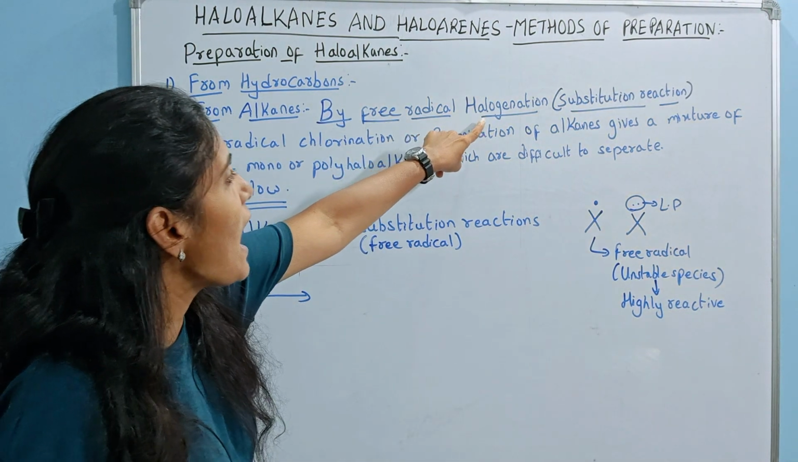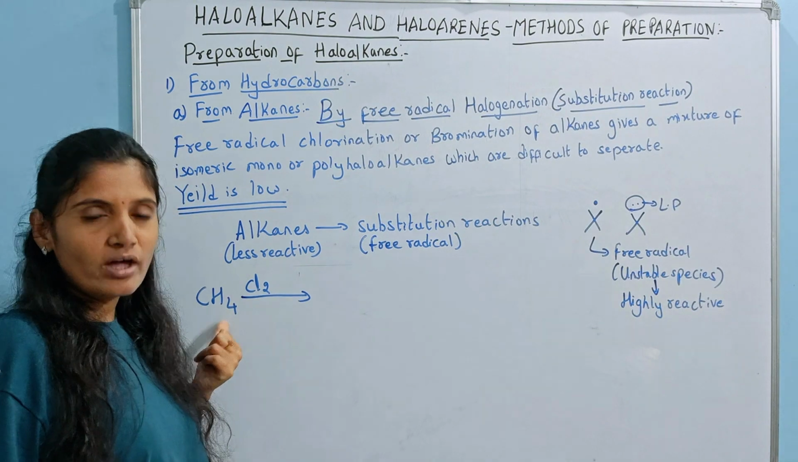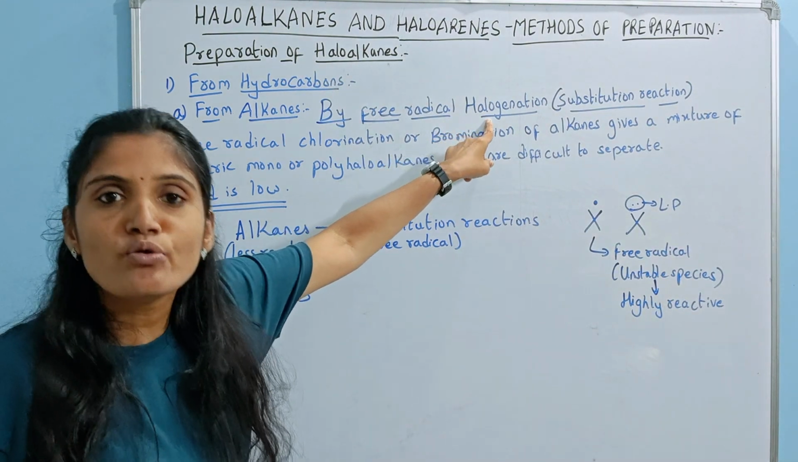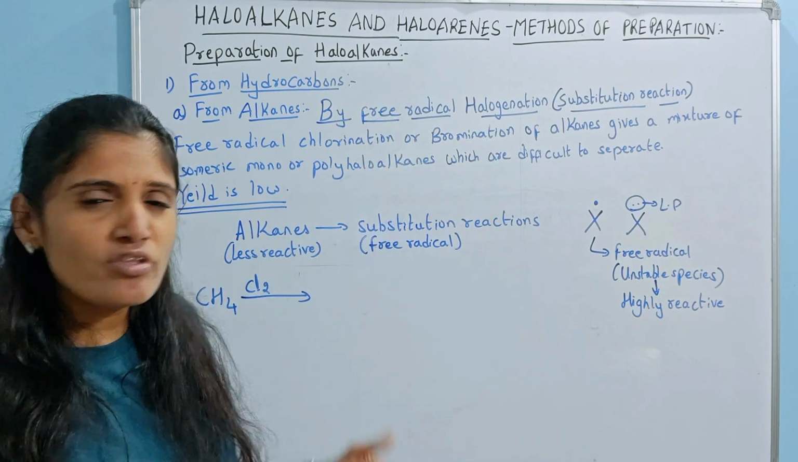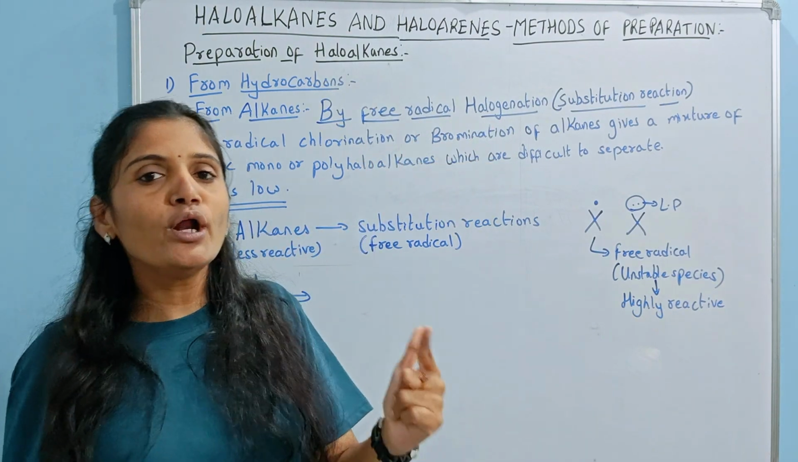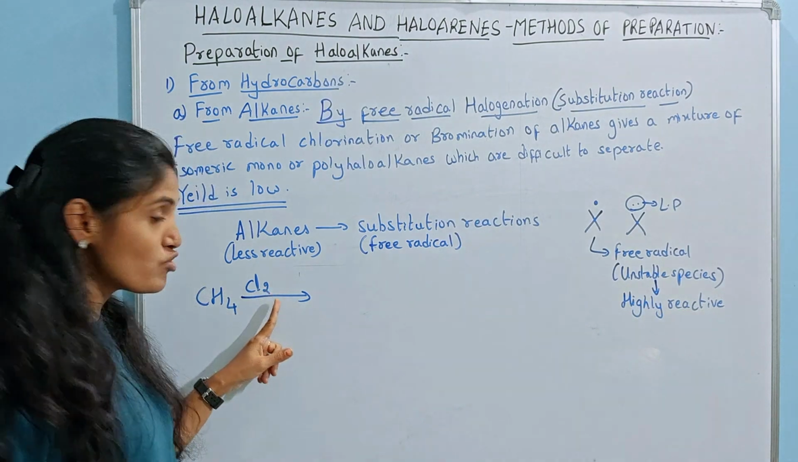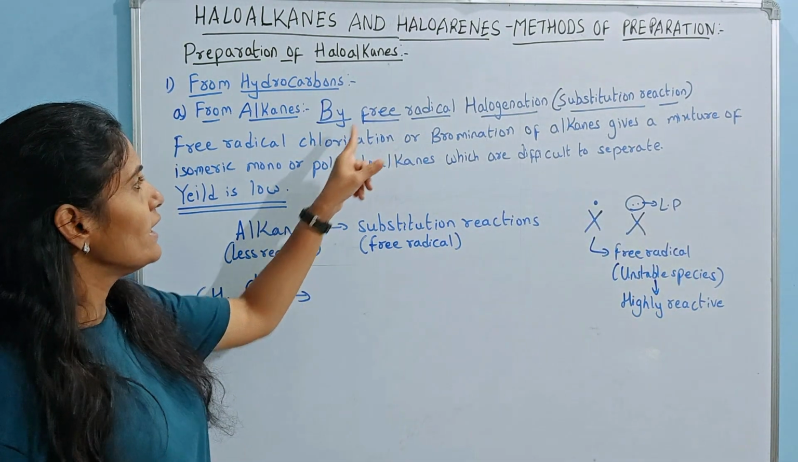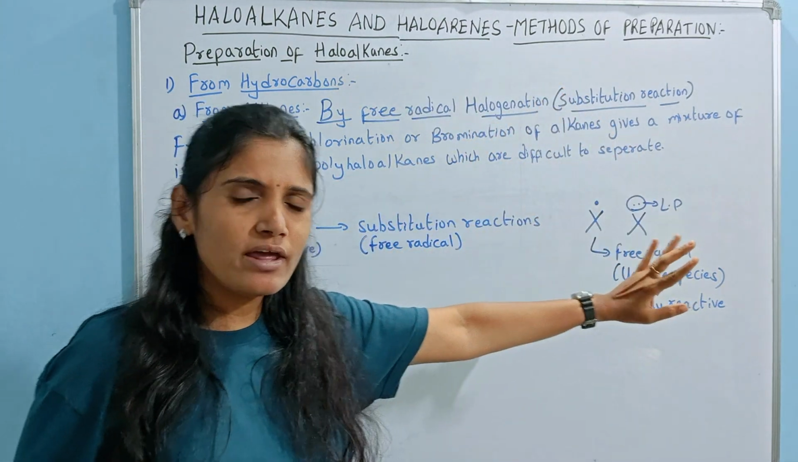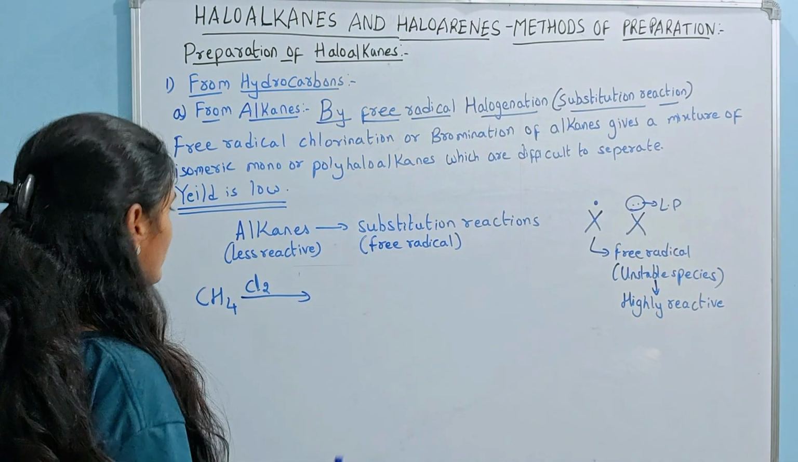Now because halogen is substituting hydrogen, we call this process halogenation. You people know what halogens are? The main halogens we study: fluorine, chlorine, bromine, iodine. So I am doing substitution with a halogen. So I am calling it a free radical halogenation reaction, which is a type of substitution reaction.